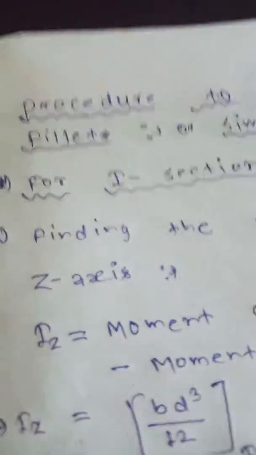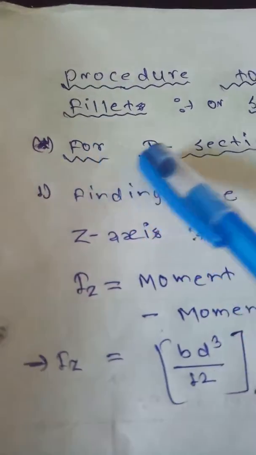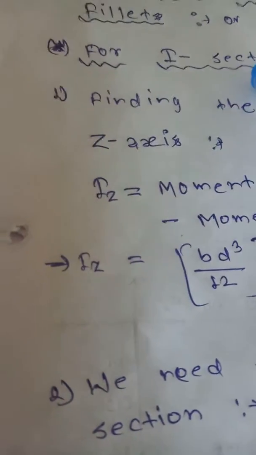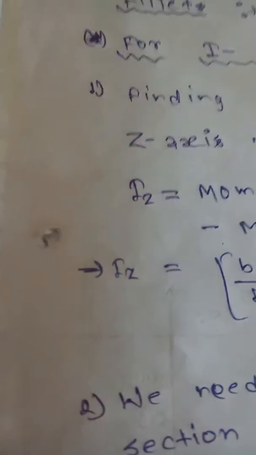As you can see, first of all, I want to show you the procedure for how to design the butt weld and the fillet weld, and also the simple beams or the compound beams. This is for I section only, because I'm solving for I section only.